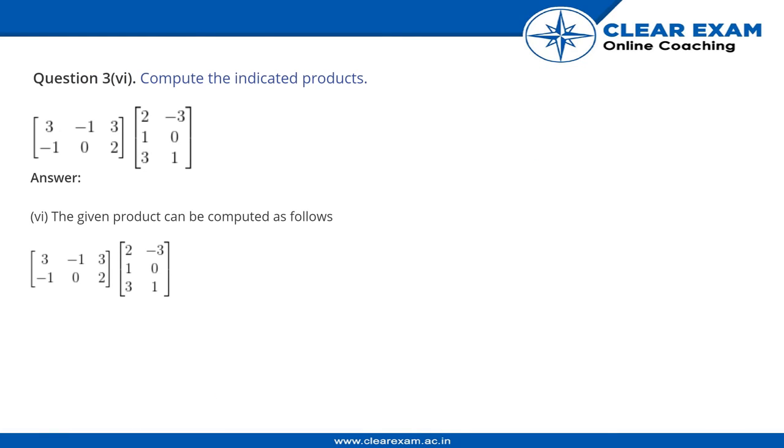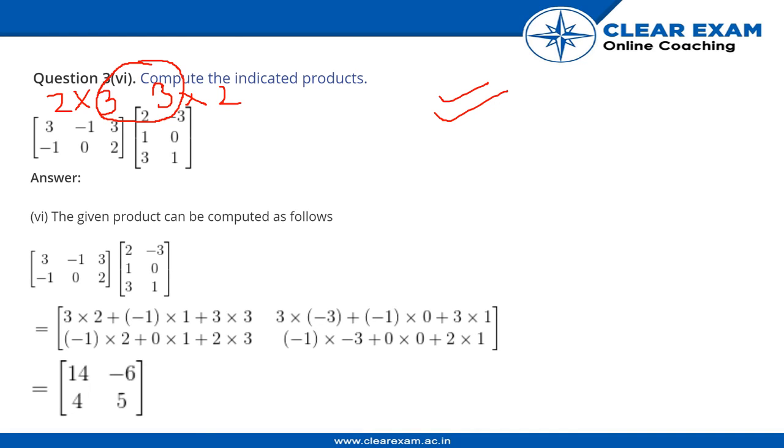This time the order of our first matrix is 2 rows into 3 columns, and the order of the second matrix is 3 rows into 2 columns. So we see that the number of columns in the first matrix is equal to the number of rows in the second matrix. So we can proceed further. Now let us see the first step. Which element should I show you? Let me show you this element.